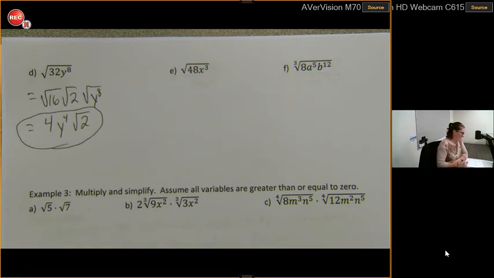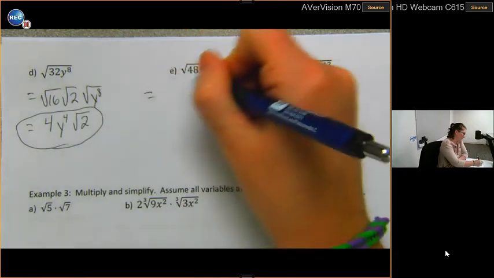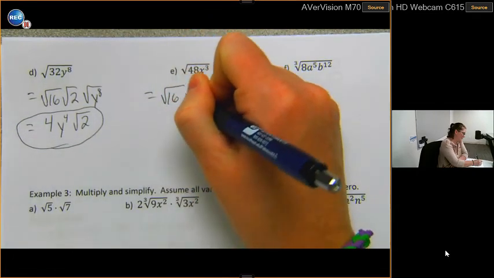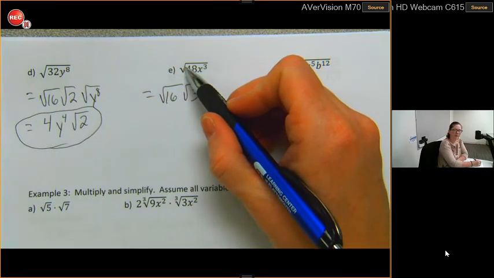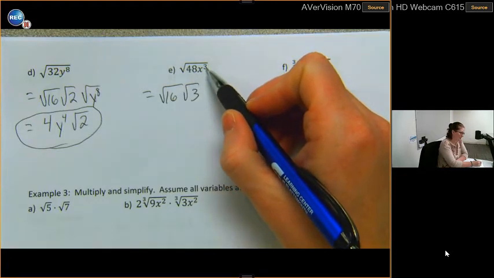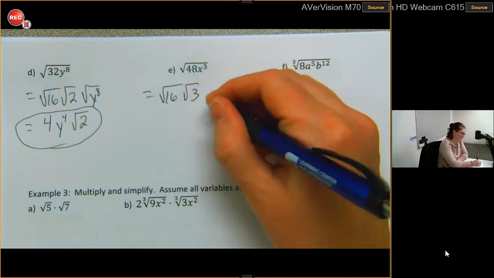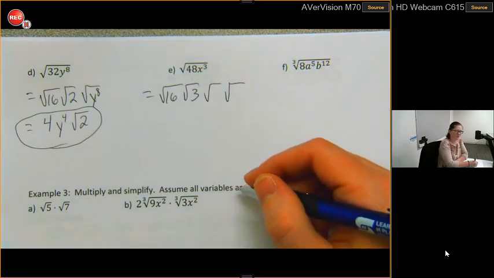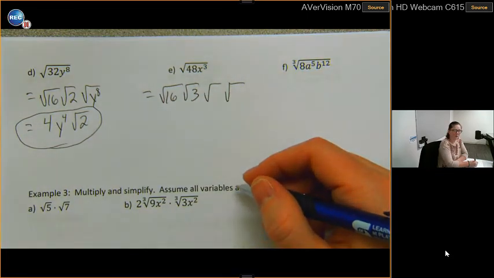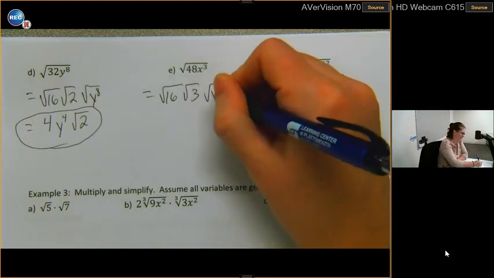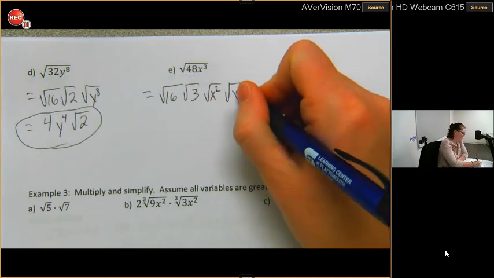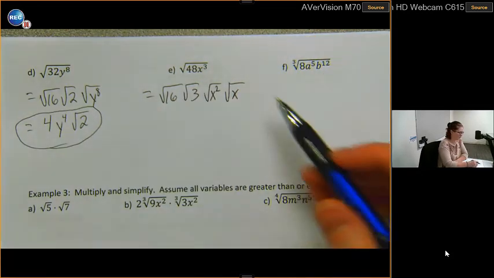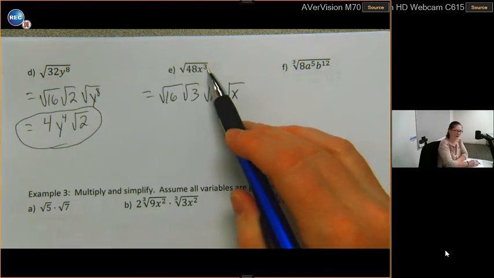All right, part E, here we're going to see, let's see, 48 is 16 times 3, but this time my exponent does not divide evenly by my index. So what I need to do is take these 3 x's and break it up into one group where the exponent will divide by the index. So let's say 2, since 2 divides by 2. And then the other group is how many I have left, which is just 1, because together they would make x to the 3rd.